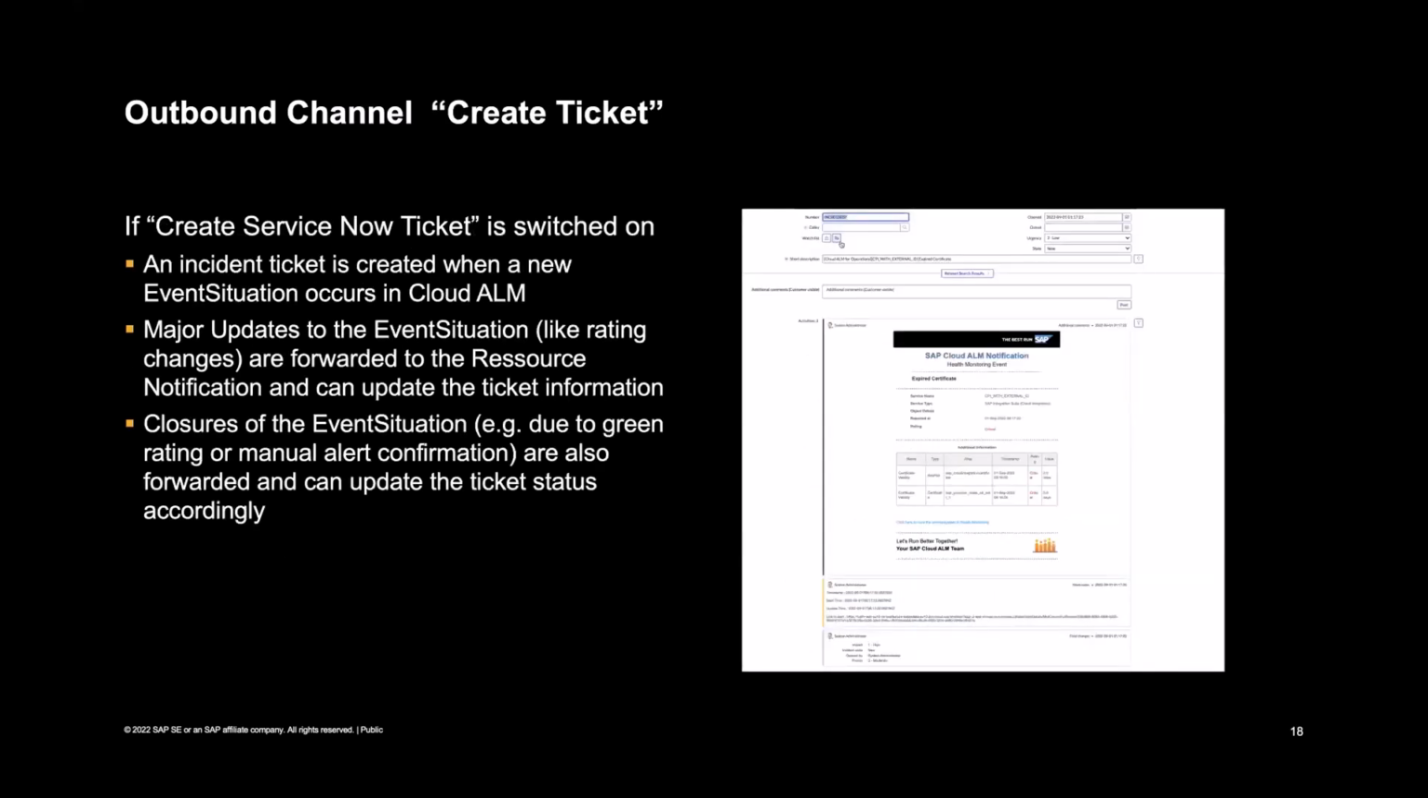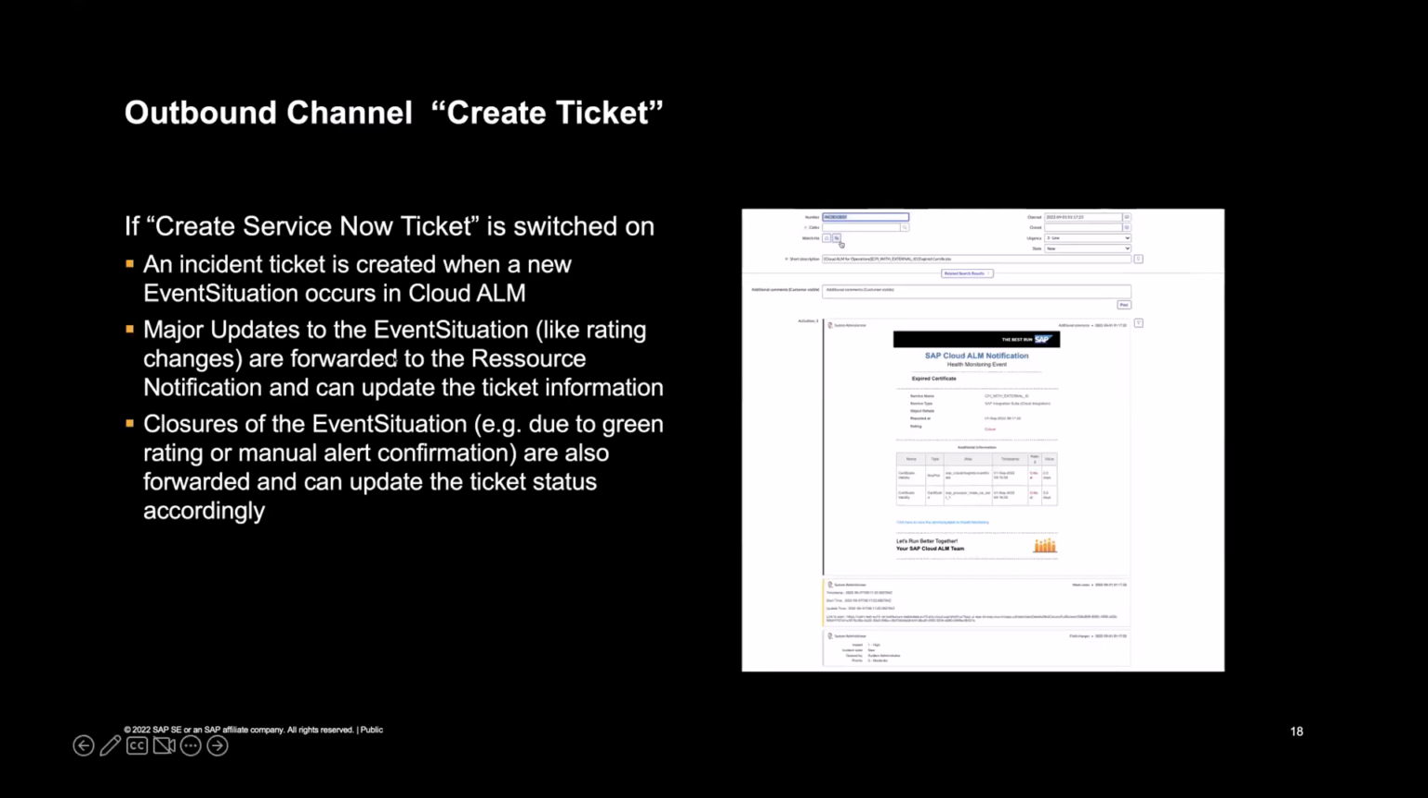The third option we have as an outbound channel is the create ticket option. With the switch create ServiceNow ticket, if you have this switched on, then each time an event occurs, a new ticket is created in your ticket system. This is actually out of the box ServiceNow, but you can also create tickets in other systems by creating corresponding mapping files for the API on the API layer.